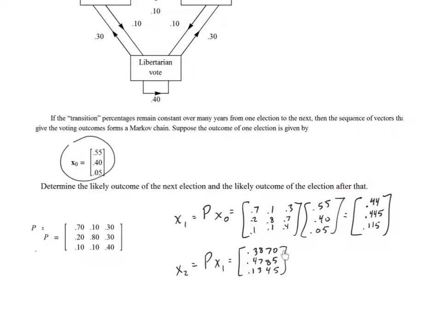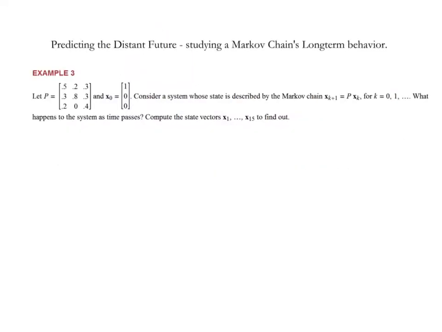Does that Democratic part of the population continue to decline? 55%, 44%, 38%, or so 36% the next year. How low does it get? And so what we can do is, because we have these calculators, we can just type in P to the somethingth power, because each time I multiply by a P, I get the next year's distribution. So P to the 10th power times x naught, P to the 15th power times x naught, and see what's happening. And I encourage you to pause the video and actually investigate that on your own. But we'll see with our next example what actually happens.